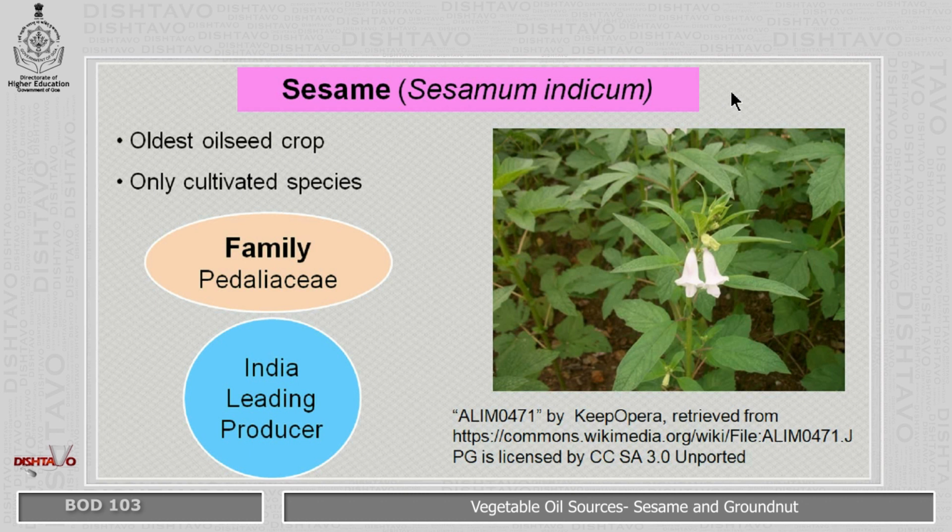The scientific name is Sesamum indicum. It is one of the oldest oilseed crops used, and it is the only cultivated species in the genus Sesamum. The family is Pedaliaceae, and India is one of the leading producers.